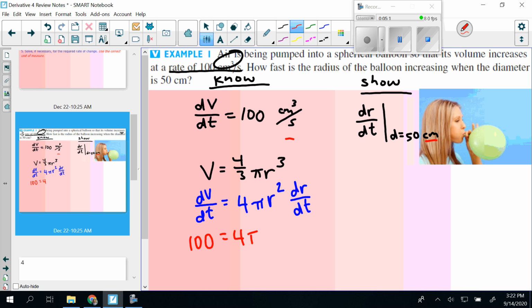4 and pi are just constants. R, do we know what R is? Well, we don't have a measurement for R, but we do want to find out what this rate of change is when the diameter is 50. Even though it's not directly there, we should be able to figure out the radius from that. If the diameter is 50, the radius is going to be half of that, 25. What we're trying to solve for here is dr/dt, because that's our show. So if we solve that out, that should give us our dr/dt for our answer.